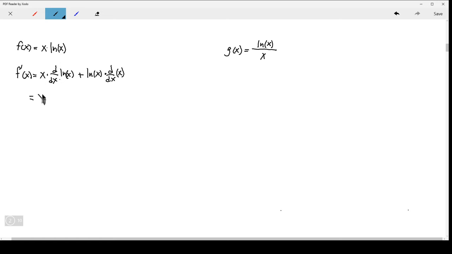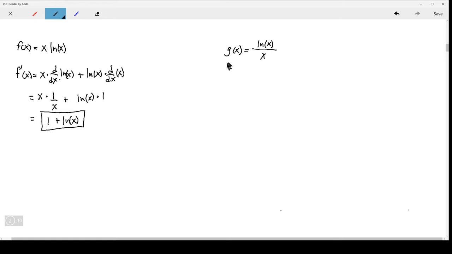Right, so that's going to be x times the derivative of ln of x, which is 1 over x, plus ln of x times the derivative of x, which is 1. All right, so when I put together x times ln of x, I get x over x, which is 1, plus ln of x times 1 is just ln of x. All right, and that is the answer right there.